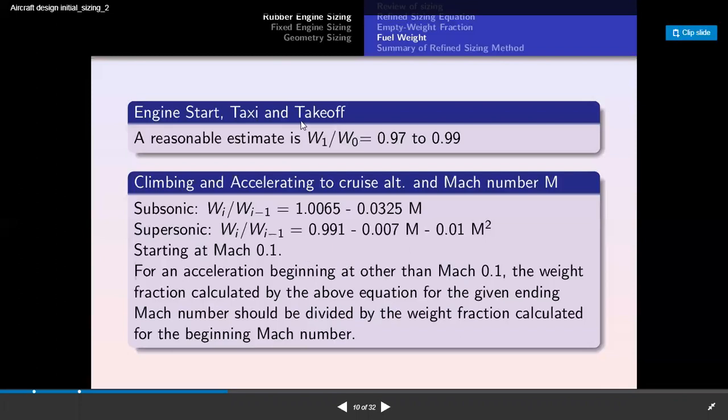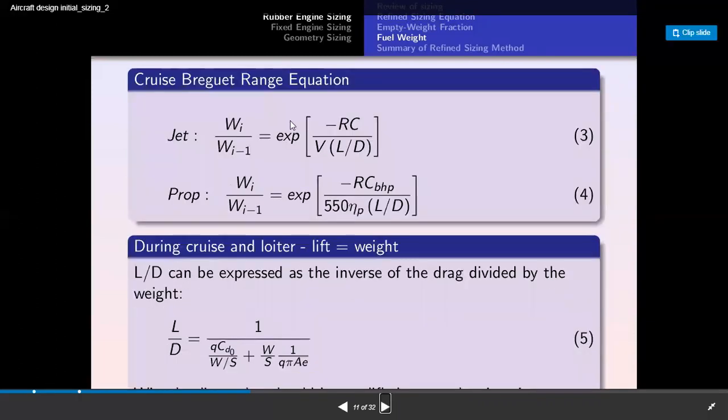So therefore, W1 by W naught for a takeoff from the historical data, we have taken 0.97 to 0.99. So it says that what Mach number should be divided by the weight fraction calculated for the beginning Mach number. Clear?